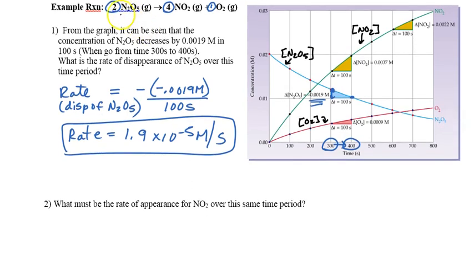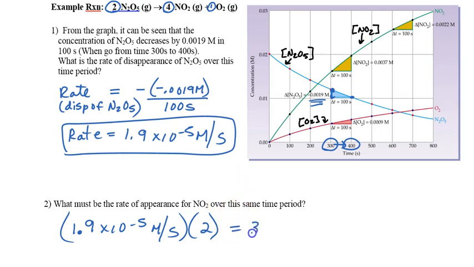We already know the N2O5, so now we're just going to use our stoichiometry to get the other ones. What must be the rate of appearance of NO2 over the same time period, right? Same time period. 2 moles gives 4 moles. The rate has got to increase twice as fast. So all we're going to do is take the rate of the N2O5, 1.9 times 10 to the minus 5 molarity per second, and multiply by 2. And so you're going to get 3.8 times 10 to the minus 5 molarity per second.